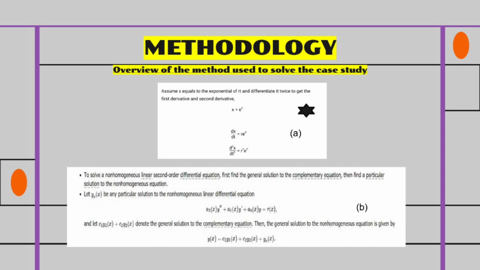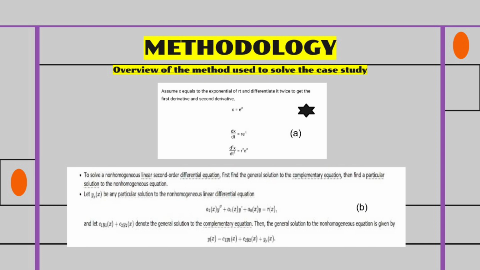Next, the methodology: an overview of the method used to solve the case study. First, we will use the trial and error method, which is to assume x equals the exponential of rt and differentiate it twice to get the first derivative and second derivative. Then the undetermined coefficient method to solve a non-homogeneous linear second order differential equation.